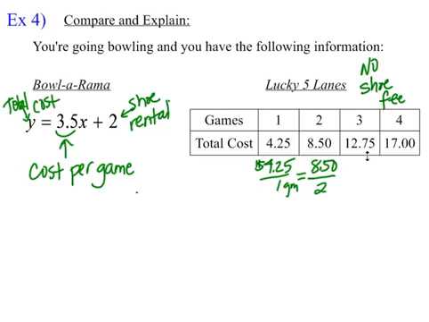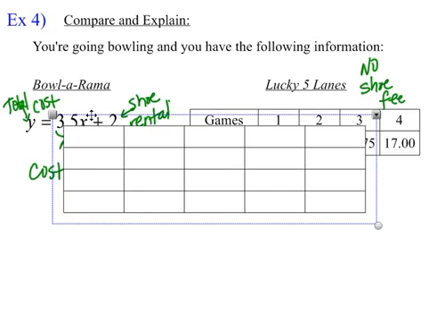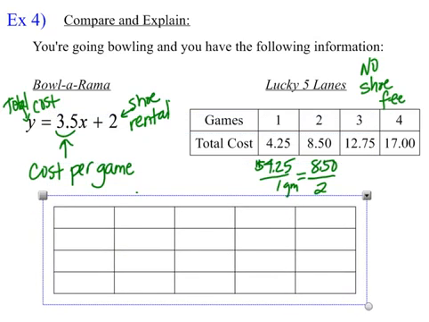And that means there's no rental fee or no shoe fee for us here at the Lucky 5 Lanes. So if we just wanted to explain what was going on, we could say at the Bowl-O-Rama, it's going to cost us $3.50 per game plus a $2 shoe rental. At the Lucky 5 Lanes, we're only going to pay $4.25 a game, and there'll be no shoe fee. Now, the best way to really compare things is to make a table. So I'm going to draw a table here, and we're going to give this the table of the Bowl-O-Rama.